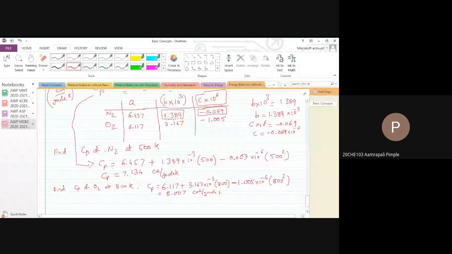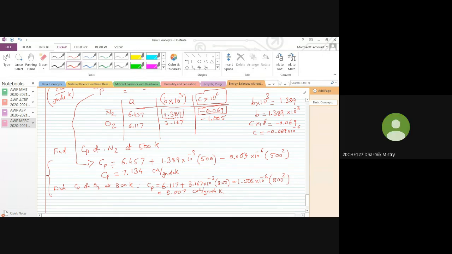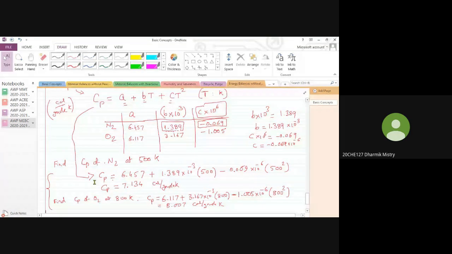gram mole Kelvin. Any doubt, any difficulties? Any issues? Anything you want me to repeat? Everybody gets these values? Yes, sir. Okay.